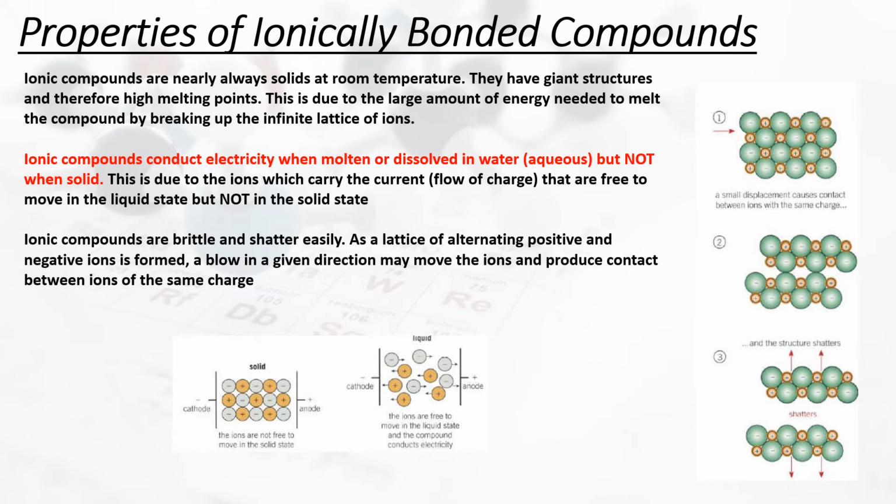What it can actually do, by knocking it in one direction, is cause a displacement of essentially a layer of this lattice, such that it might put negative charges on top of each other. That's very, very repulsive, and so the lattice breaks up, because we have this repulsive force between ions of the same charge. And so the key thing is they're brittle and shatter easily, and they conduct electricity when either molten or dissolved in water, essentially in the liquid state, but not in the solid state.